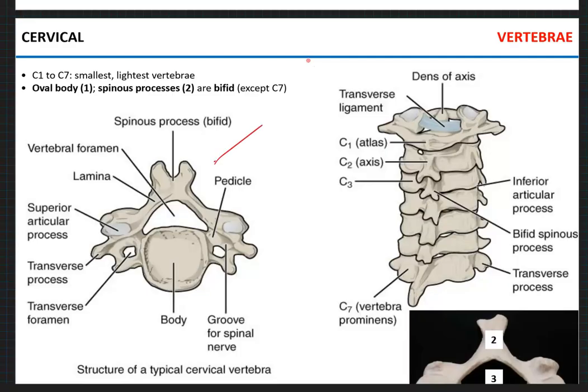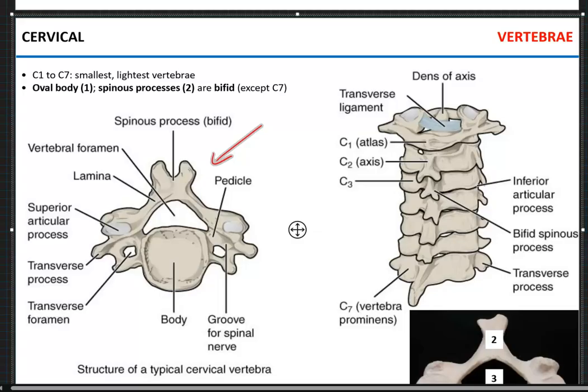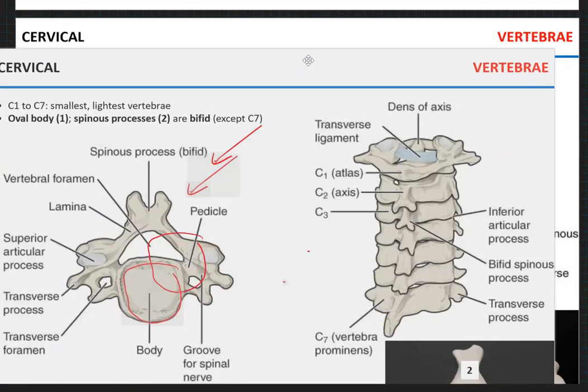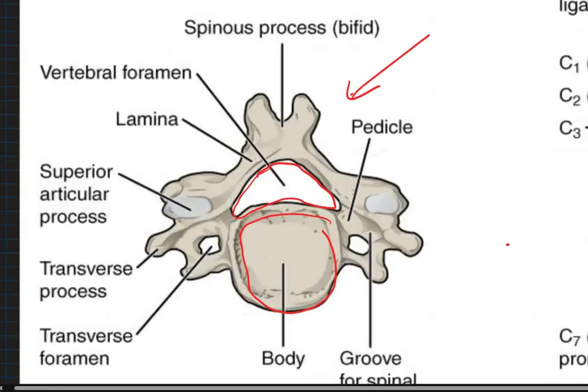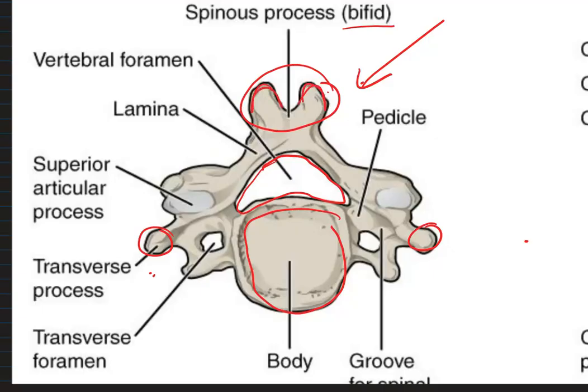So this is the garden variety cervical vertebra. Distinctive features. First of all, the body is light and relatively small because they only carry the weight of your head pretty much. The vertebral foramen is pretty much triangular. Transverse processes are relatively short. Spinous process is bifid, so you see these two horns.